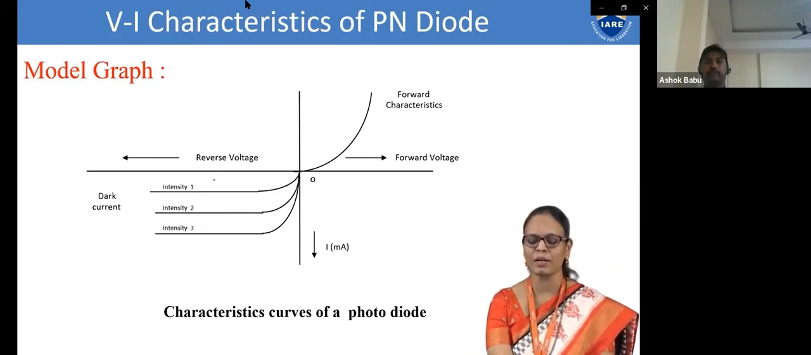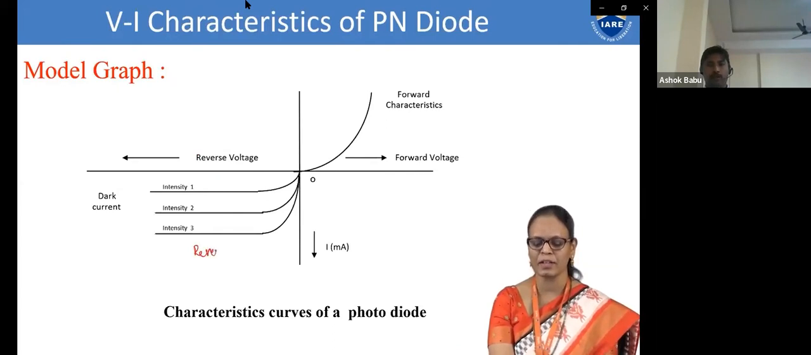Now, how is the model graph? We are only talking about the reverse characteristics. This is the forward characteristics. These are the reverse characteristics. We call them reverse characteristics.